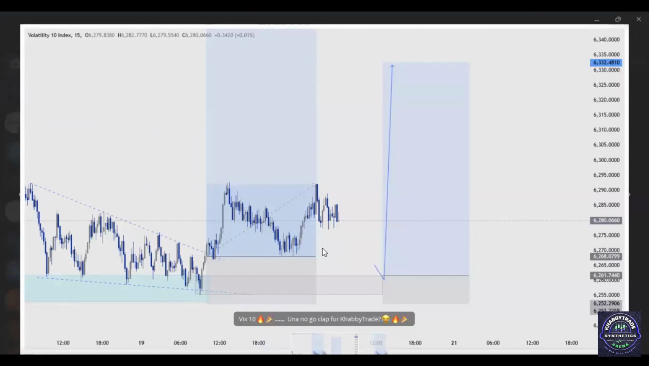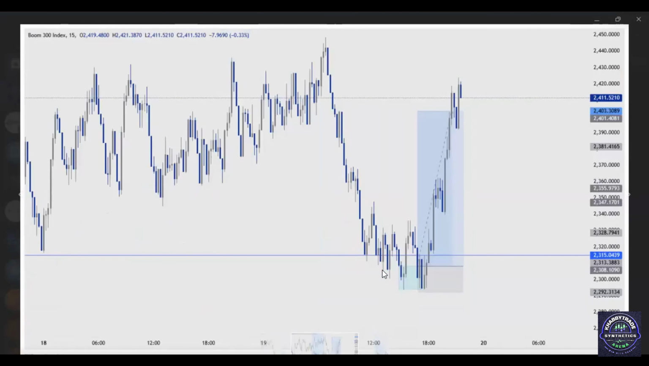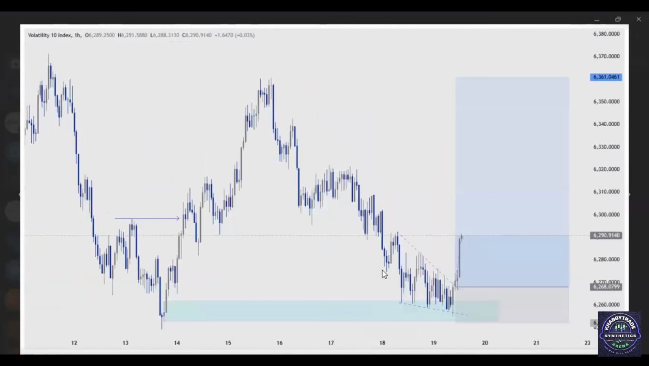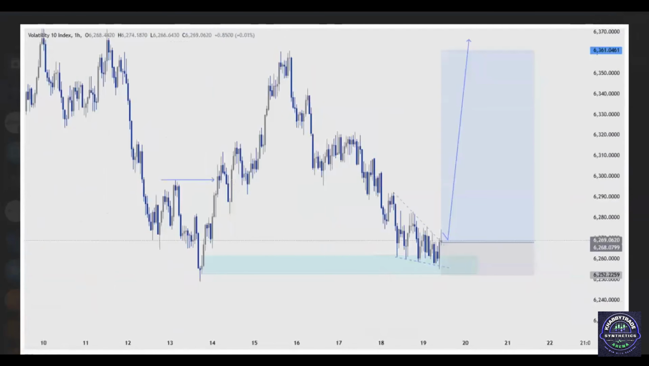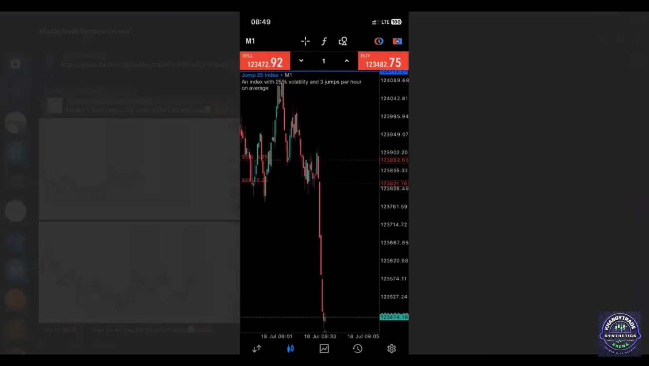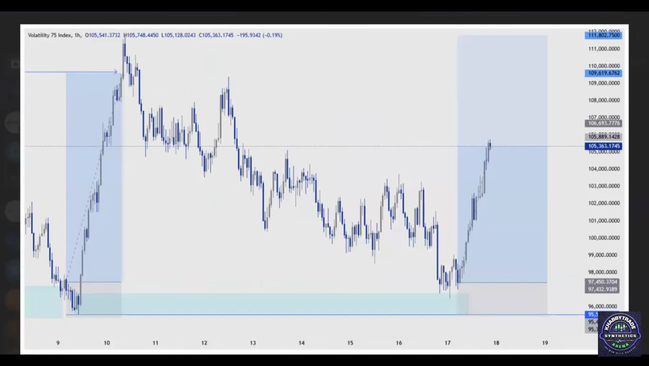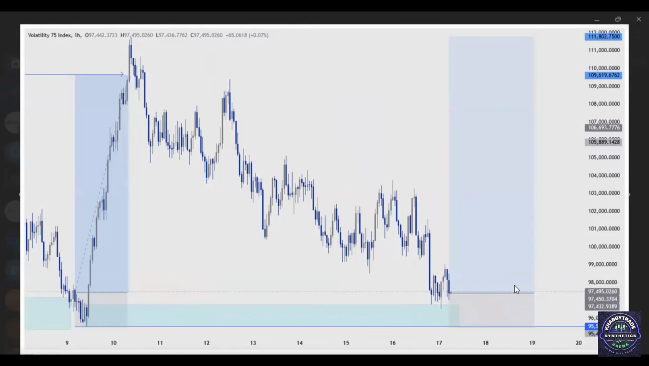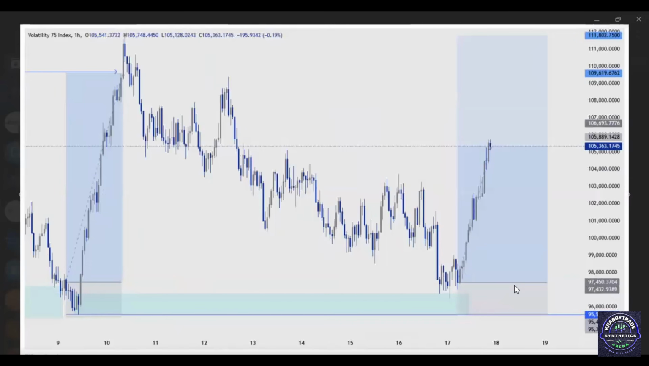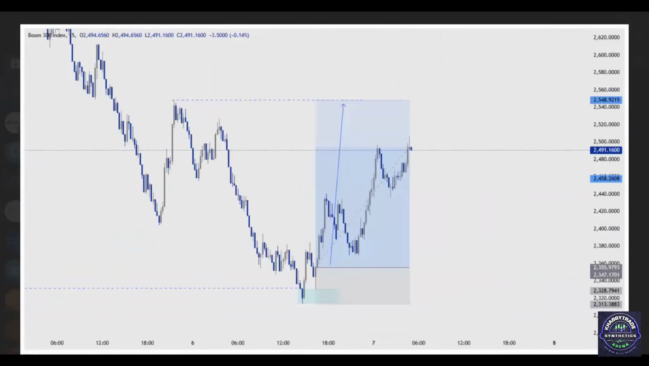This was the Volatility 10 trade. We first took the buy on the H1, and this was the re-entry, the additional entry on the M15. This was Boom 300. We do a lot of crazy things over here. This was when we took the Volatility 10 trade on the H1 and when it started moving. Crash 600 moving. This was the Volatility 75 trade that I was explaining to you earlier. This was when we took it on the H1 and this was when it started moving.